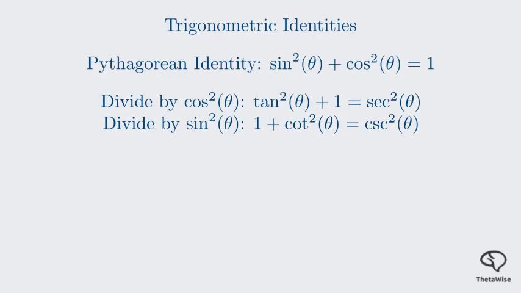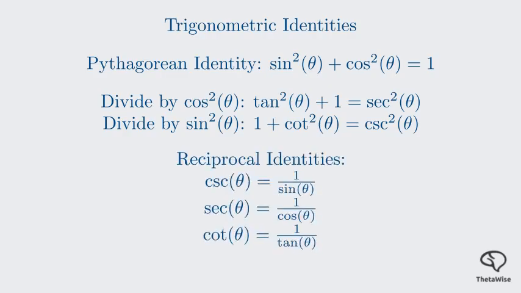Next we have the reciprocal identities. These define the reciprocal functions. Cosecant is the reciprocal of sine. Secant is the reciprocal of cosine. And cotangent is the reciprocal of tangent. This means cosecant of theta is 1 over sine of theta, and so on.